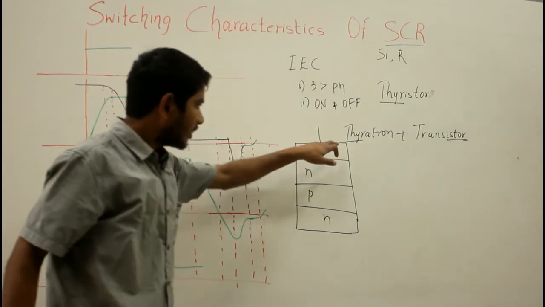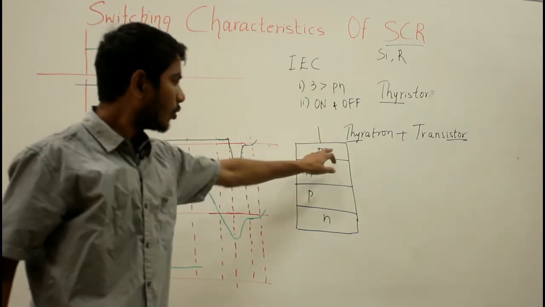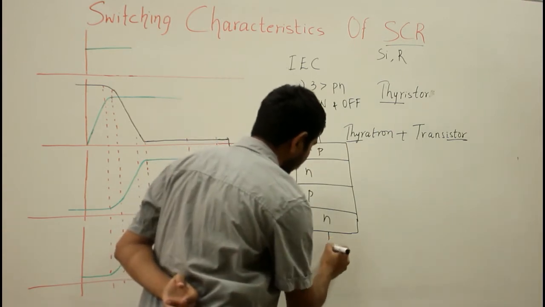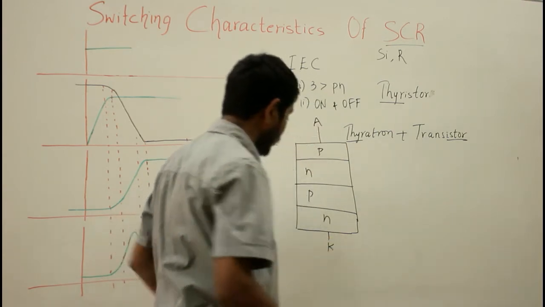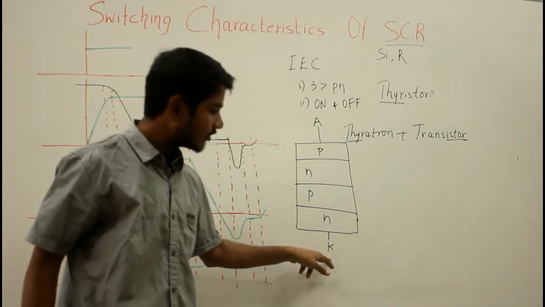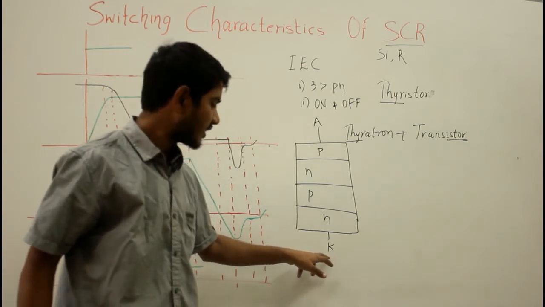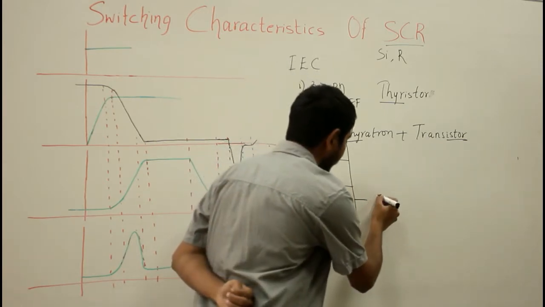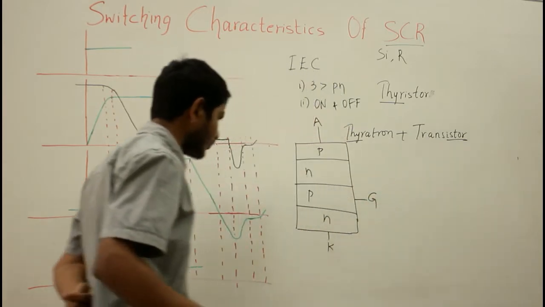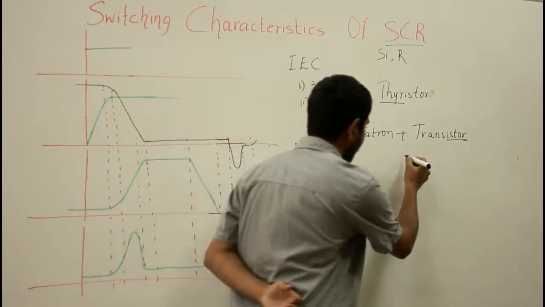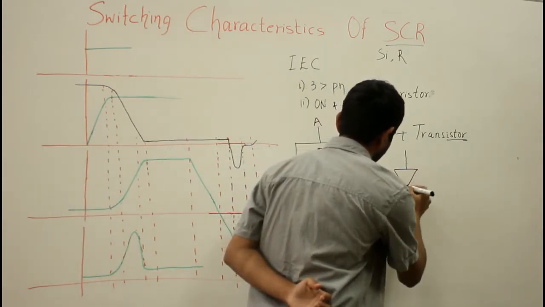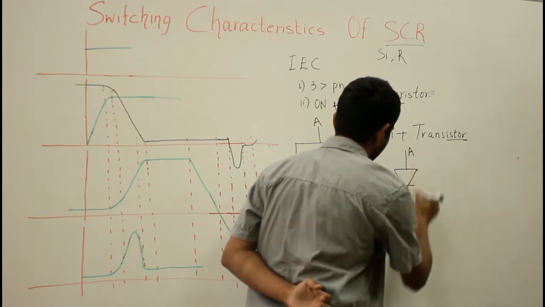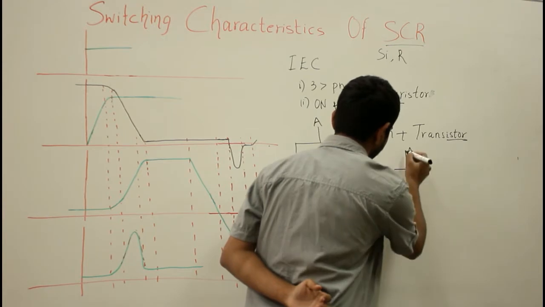The terminal connected to the outer P region is the anode, and the terminal connected to the outer N region is the cathode. Here we are indicating cathode with K because we are adopting the German notation. To the inner P region, the gate terminal is connected. So the symbol of this SCR can be given by this: here is your gate terminal, here is the anode, and here is your cathode.